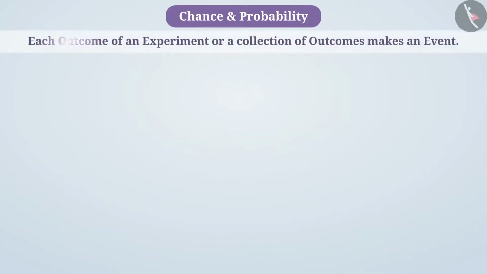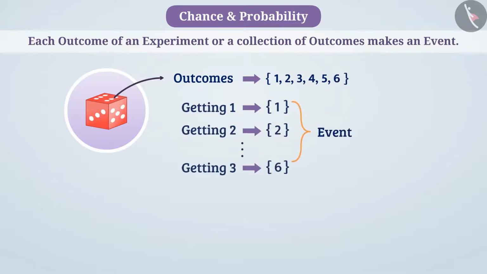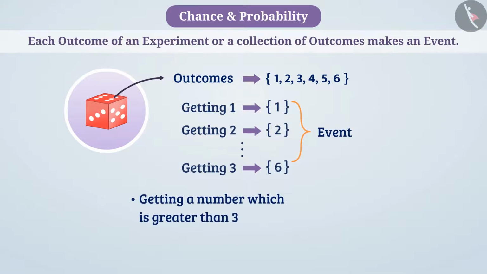Each outcome of an experiment or a collection of outcomes makes an event. For example, when we roll a dice, then in this random experiment, getting one of the outcomes from 1, 2, 3, 4, 5 or 6 is an event. Similarly, getting a number which is greater than 3 or getting an even number is also an event. Let's talk about the event of getting a number greater than 3.